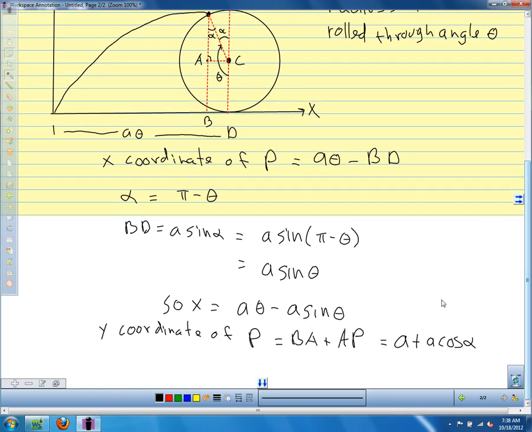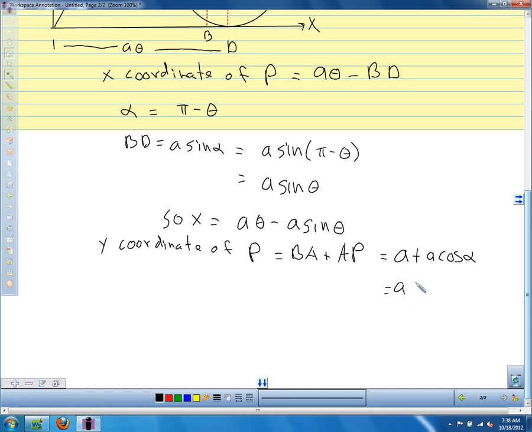And we're going to do a similar little technique. This is a plus a cosine of pi minus theta. And here, when I subtract theta from pi for the cosine, the sign on the cosine changes, but it's the same angle. So this is a minus a cosine theta.